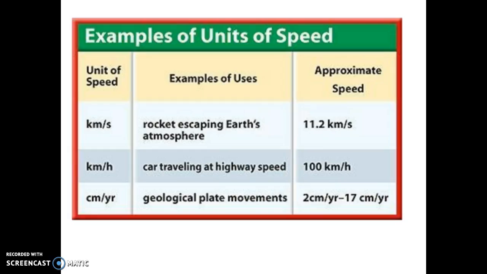Just to give you some idea of speed in units for the metric system, something that's very fast, like a rocket escaping the Earth's atmosphere, would be 11.2 kilometers per second. A kilometer, remember, is 1,000 meters, so that's a very fast speed. General highway traveling speed is about 100 kilometers an hour. And very slow speeds would be something like the geological plate movements, going at maybe centimeters per year.